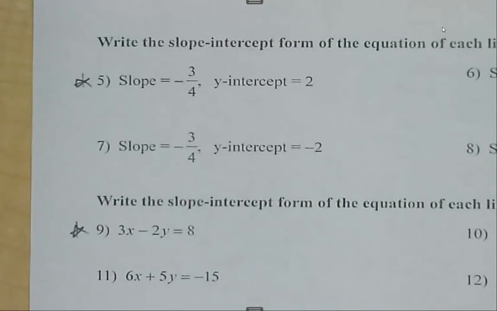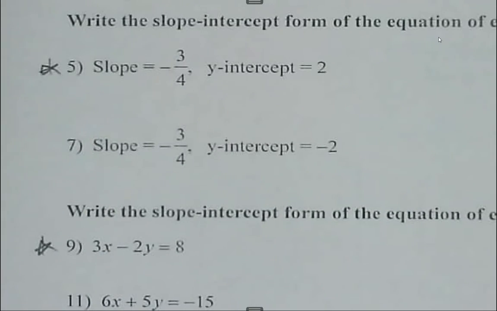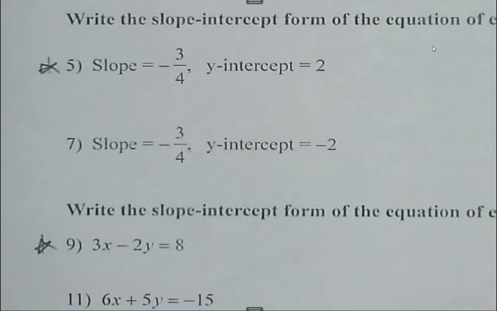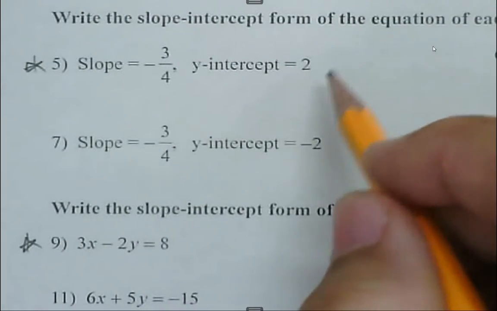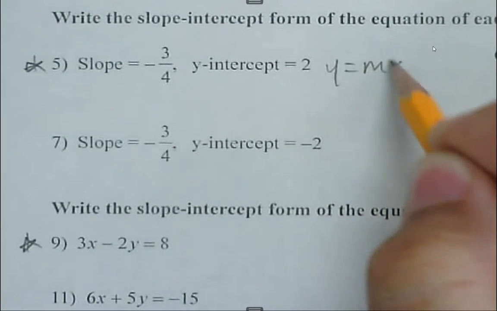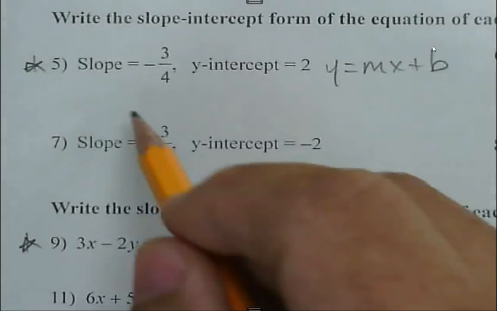Okay, now let's look at the back side of this page, and I'm going to go ahead and start with number 5 in particular. It says, write the slope-intercept form of the equation of the line given the slope and y-intercept. So really, this is giving you everything you need. Again, remember slope-intercept form is y equals mx plus b.